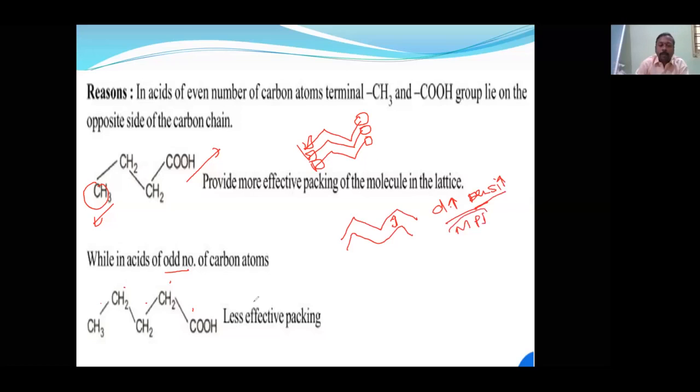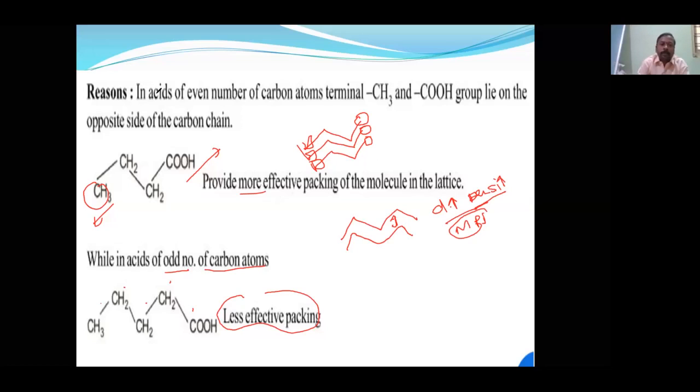Simply you can say effective packing is more in the even number and less in case of the odd number. Therefore, due to ineffective packing, odd number carbon atom containing carboxylic acids are going to have lower melting and boiling points. Is that clear to all of you? Now let's see the next point.